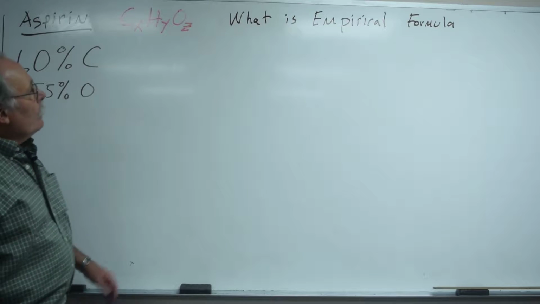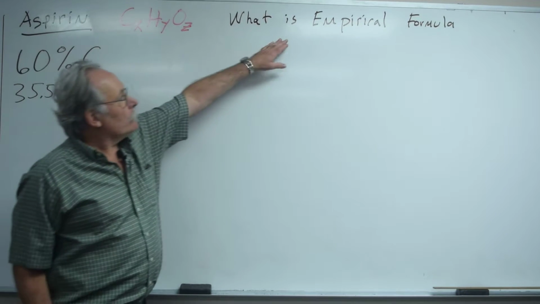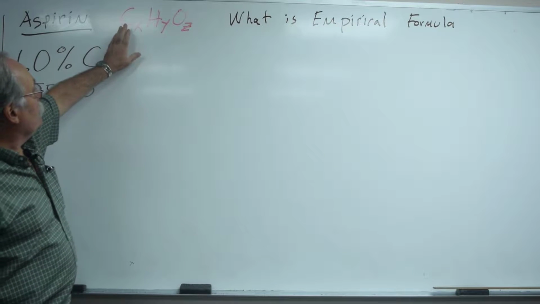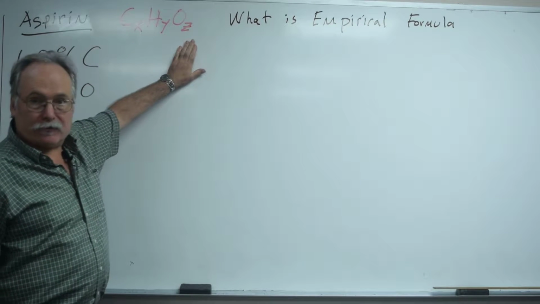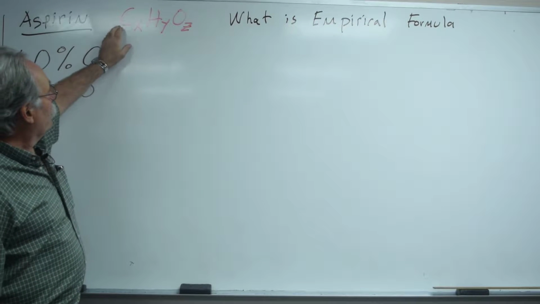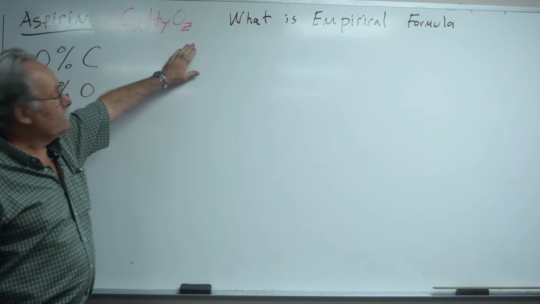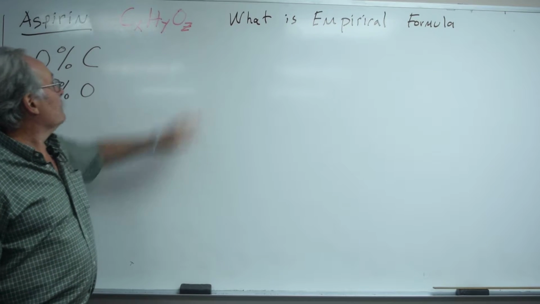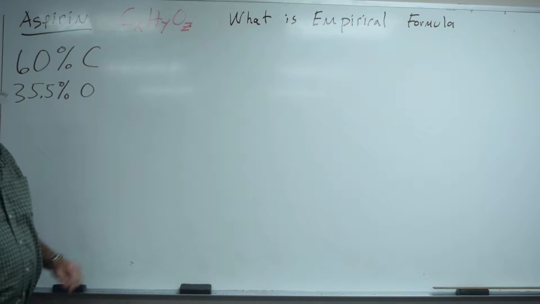Okay, in this lesson we're going to determine the empirical formula of aspirin. We know aspirin has the elements carbon, hydrogen, and oxygen, and we want to know the lowest whole number ratio in the formula CxHyOz, where x, y, and z are integers in the lowest whole number ratio. The information we're given is that aspirin is 60% carbon and 35.5% oxygen.